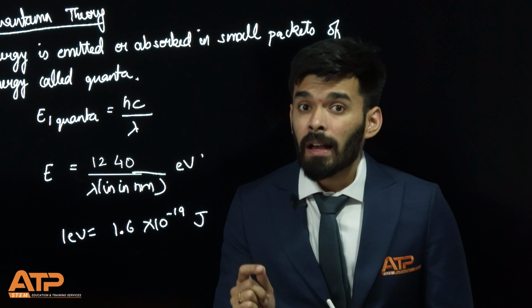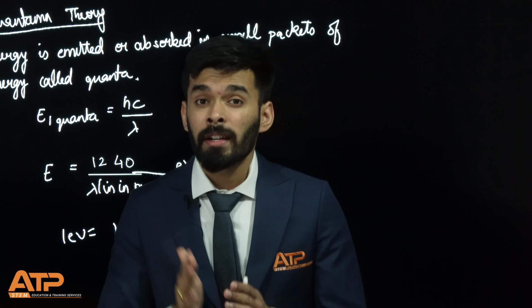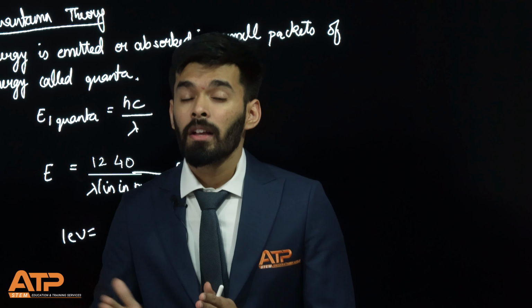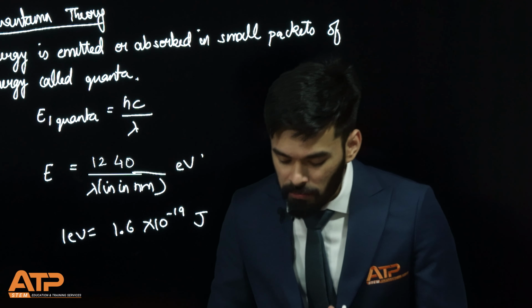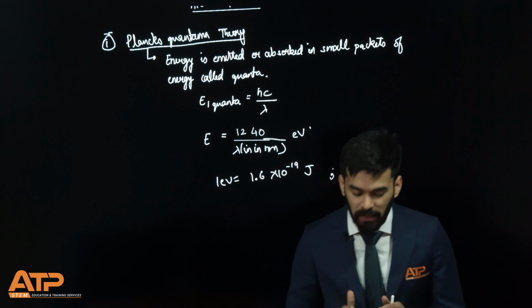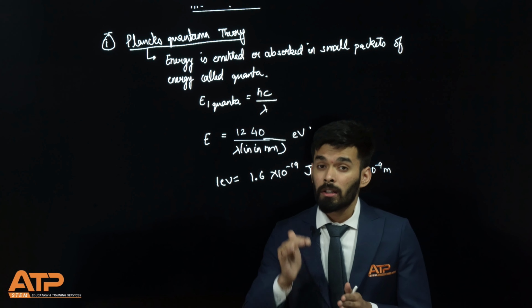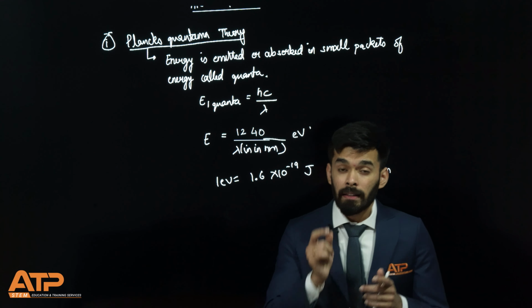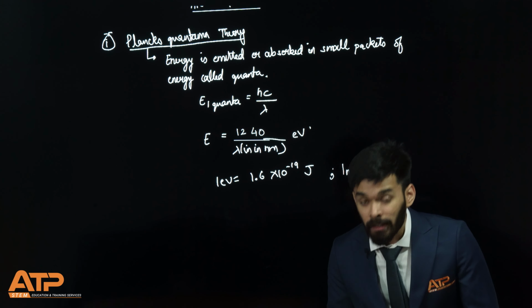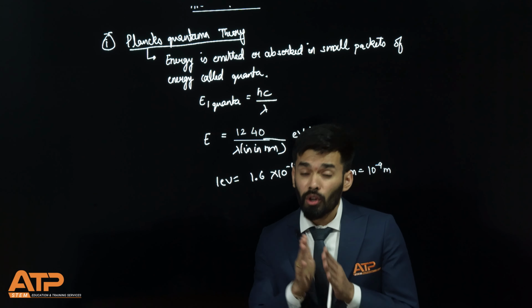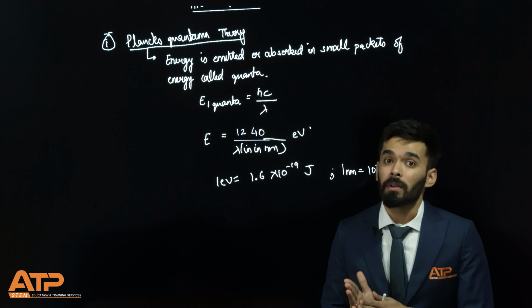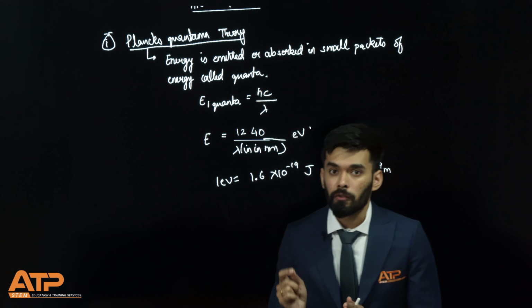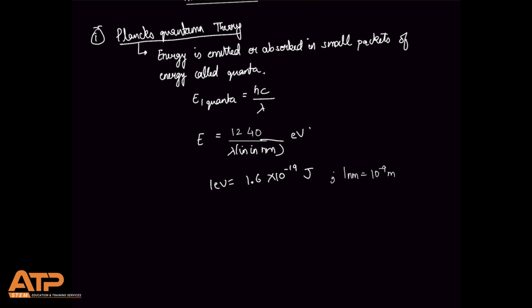But in competitive exams, you will not have this much time to put the traditional values as they are very big. So I would recommend you to use the shortcut value. The shortcut value of hc is 1240. The only thing you have to keep in mind is that when you use this shortcut, wavelength should be in nanometers. If it is not in nanometers, please convert it into nanometers. And the answer will come in electron volts. 1 electron volt is equal to 1.6 into 10 to the power minus 19 joule, and 1 nanometer is equal to 10 to the power minus 9 meter.